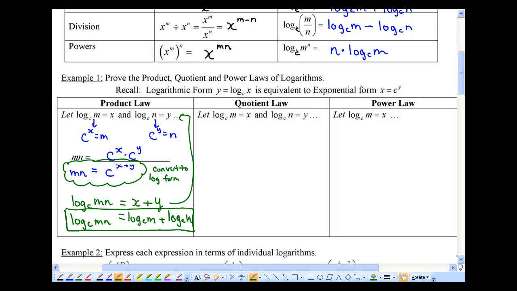Now, the quotient law is the exact same way, so I'm going to let you try that one out on your own. Okay? Try it. Exactly the same.